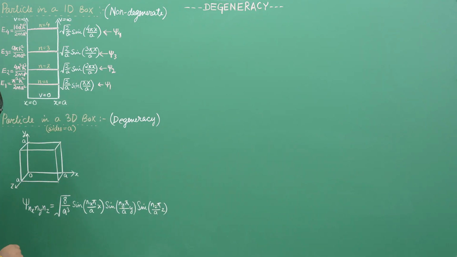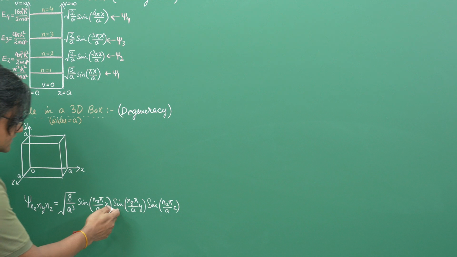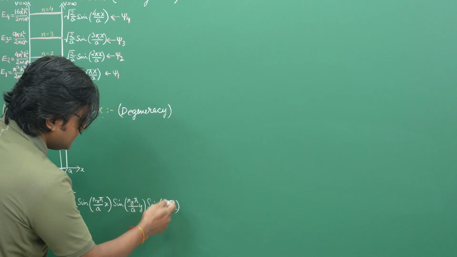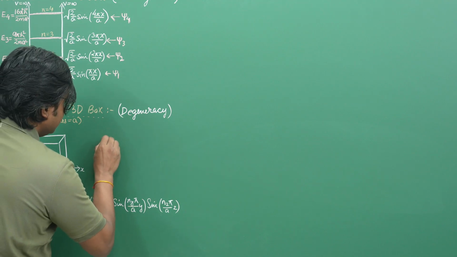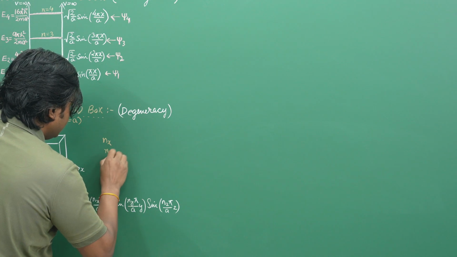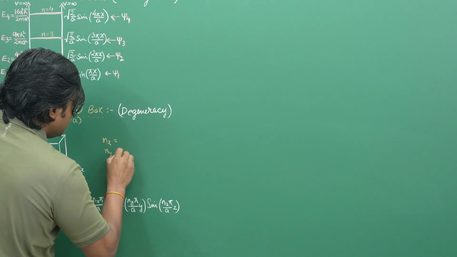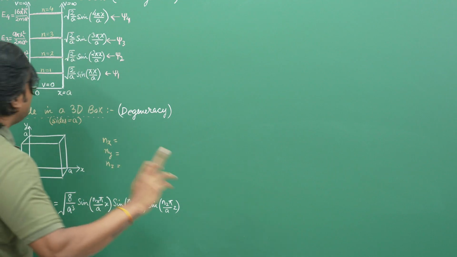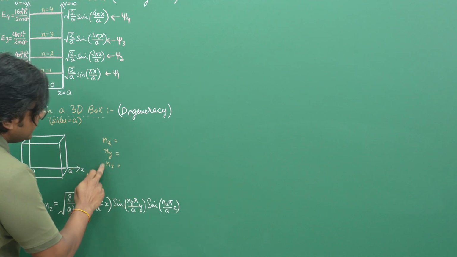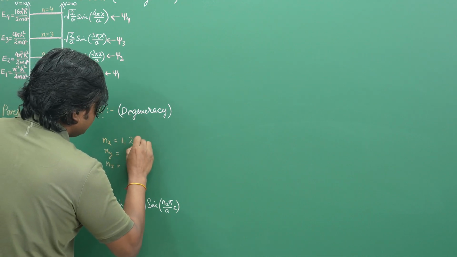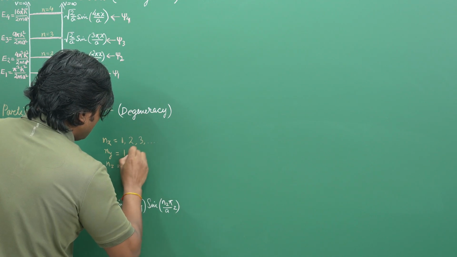Here I have taken the example of a box which has the same dimension along x, y, and z axis. So therefore it ends up becoming root over 8 upon a cube, sine nx pi x upon ax, sine ny pi y upon ay, and sine nz pi z upon az. You can see that there are three distinct quantum numbers involved here: nx, ny, and nz. As opposed to the first problem in which there was only one quantum number n, which can take the values of 1, 2, 3, 4 like that, here we can have nx, ny, and nz that can individually take the values of 1, 2, 3, 4 and so on, each of them.